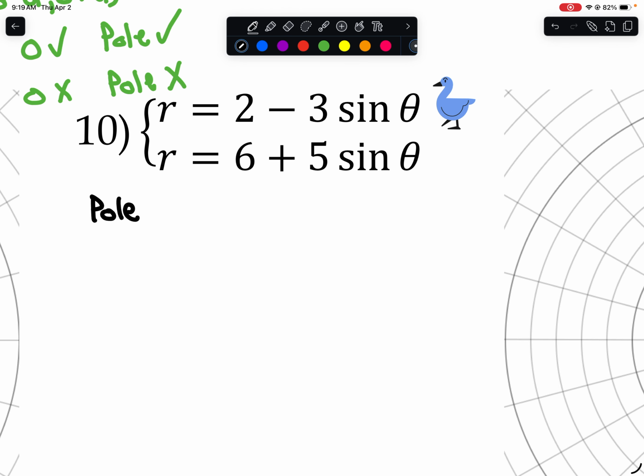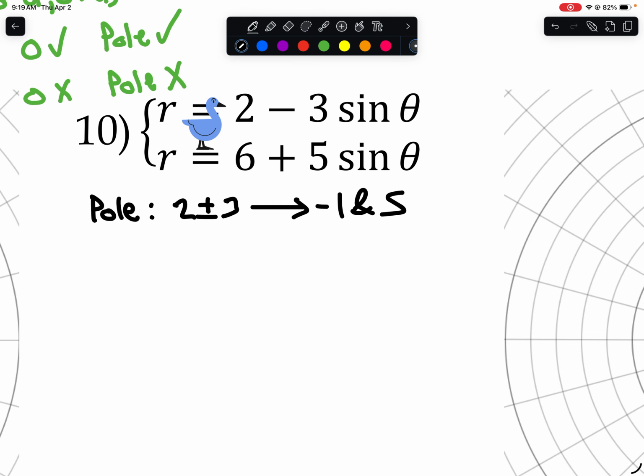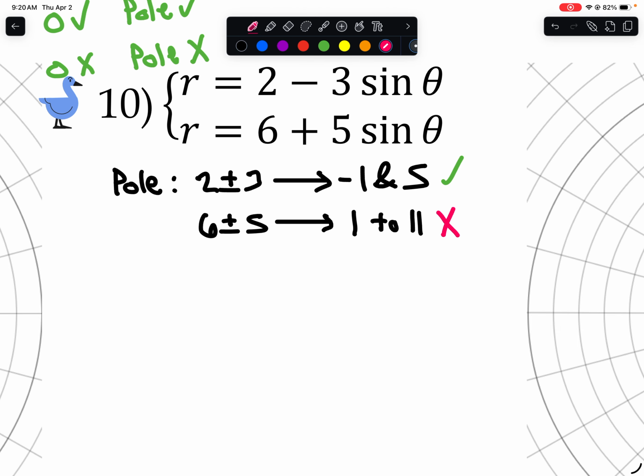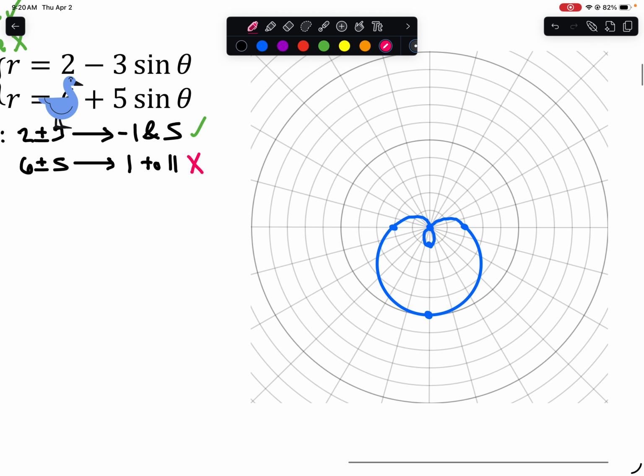So when I check for the pole, we're going to do the Limaçon with the inner loop. I would do 2 plus or minus 3, which tells me my values are going to oscillate between negative 1 and 5. So 0 is included in that interval, which means the Limaçon with the inner loop is going to pass through the pole. Now, if I check the second equation, I would do the midline plus or minus the amplitude. So 6 plus or minus 5 is going to give me values from 1 to 11. So this is not going to pass through the pole, which means the pole cannot be one of my solutions. So a dimpled Limaçon, hopefully if you know from 7.3, is not going to pass through the pole.